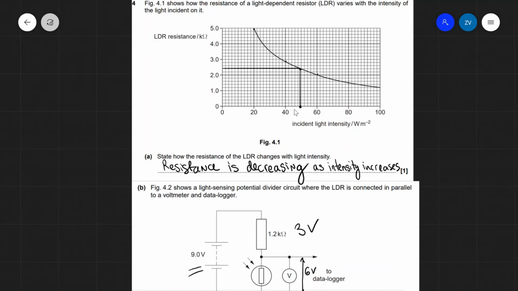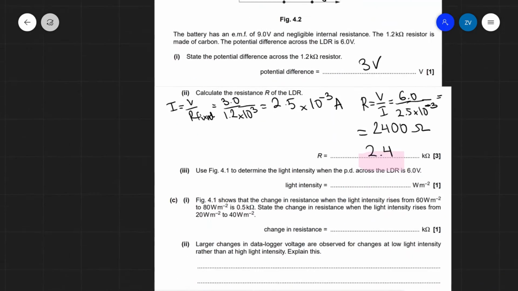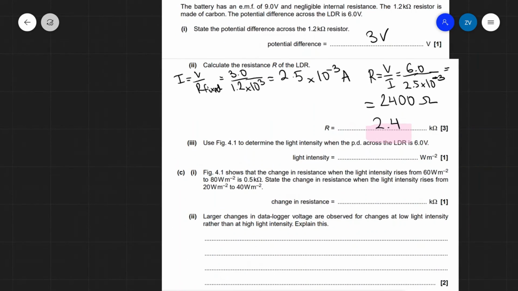So we can see that when the resistance is 2.4, the light intensity is right there in the middle between 40 and 60, so it's going to be 50 watts per meter squared. So we can write this down. So this will be 50 watts per meter squared.